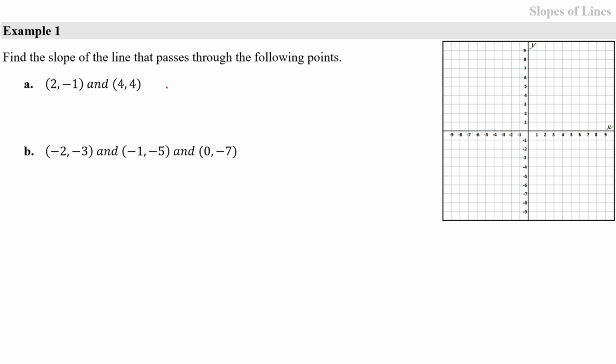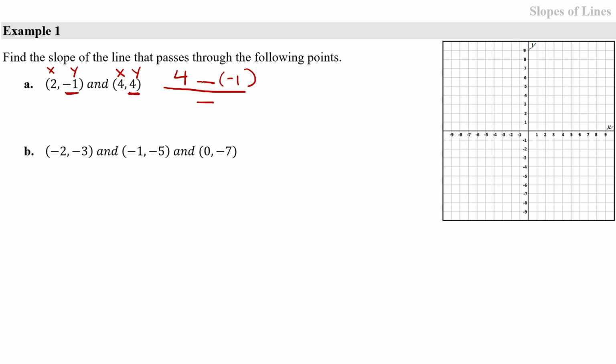Once again, the formula says we're going to subtract the y's on the top and subtract the x's on the bottom. I call this x and y, and x and y. So we're going to subtract the y's. We're going to do 4 minus negative 1. So 4 minus negative 1.